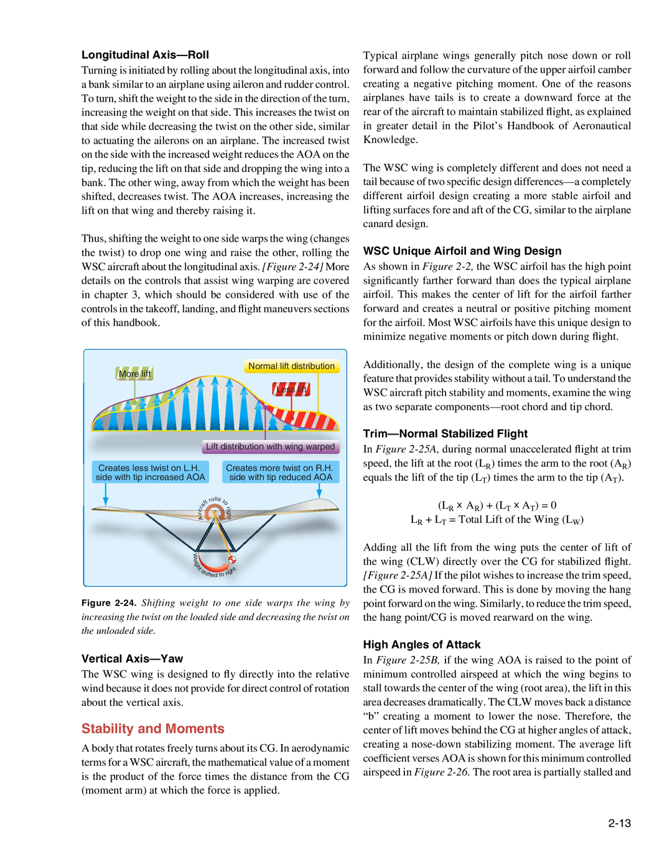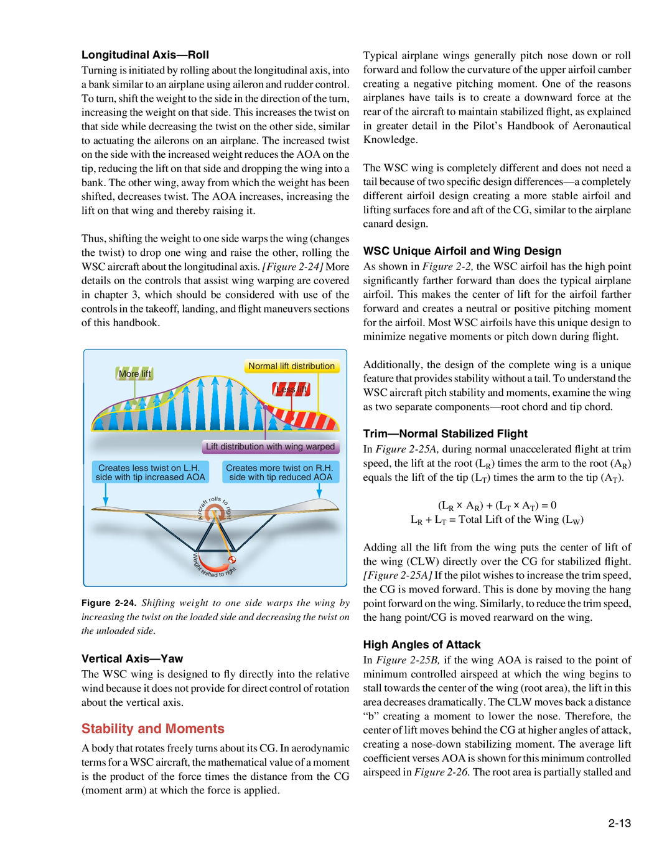The CLW moves back a distance b creating a moment to lower the nose. Therefore, the center of lift moves behind the CG at higher angles of attack, creating a nose-down stabilizing moment. The average lift coefficient versus AOA is shown for this minimum controlled airspeed in Figure 2-26.